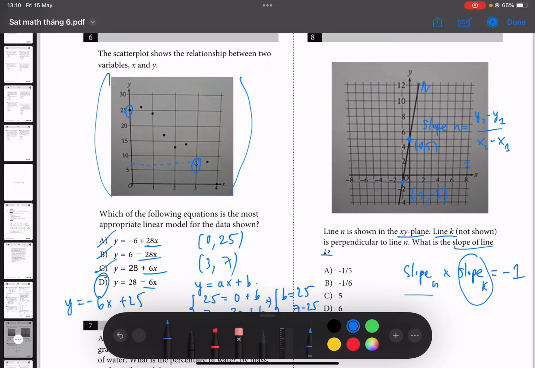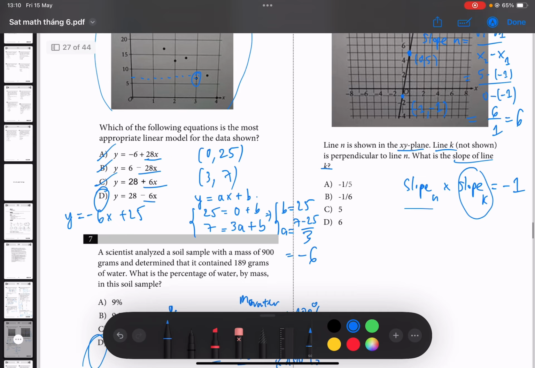You substitute into this formula, and you have 5 minus minus 1 over 0 minus minus 1, which is 6 over 1, and it will be equal to 6. Now substitute this: you have 6 multiplied by slope k equals minus 1. So slope k will equal minus 1 over 6. So the answer is B.